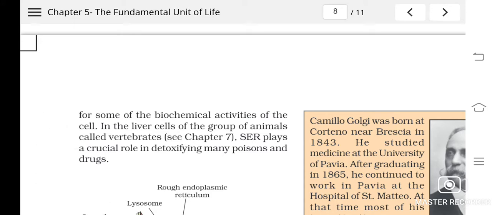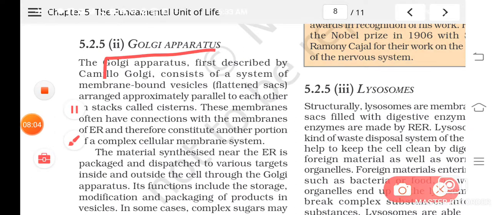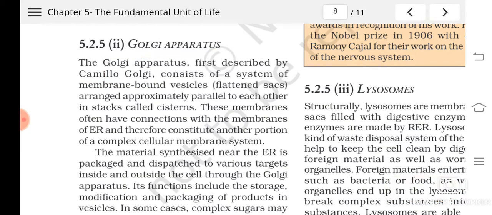Next organelle, that is Golgi apparatus. Okay, Golgi apparatus was first described by Camillo Golgi. These are also membranous structures, made up of membranes only, and they are flattened sacs, or membrane bound vesicles. Physically they appear as flattened sac-like structures which are arranged parallel to each other and form what? Cisterns. What are they? Cisterns.